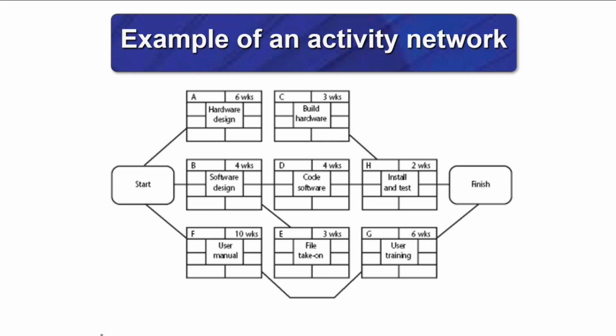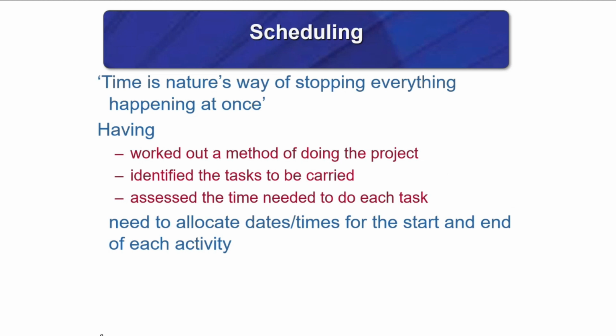In terms of next topic, scheduling. So scheduling is part of this project planning and network creating, basically. So they go hand in hand. So when the network is established, all the detailed schedules could be created as well. So basically, time is a natural way of stopping everything happening at once. Having worked out a method of doing the project and identified the tasks to be finished, assess the time needed to do each task. That's scheduling.